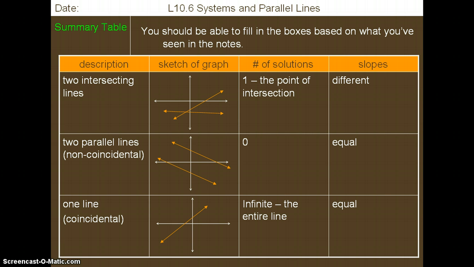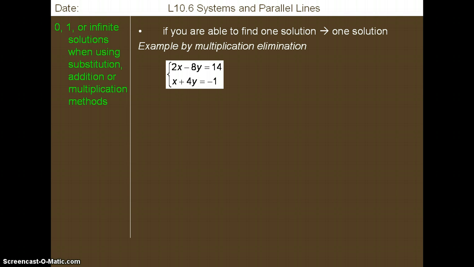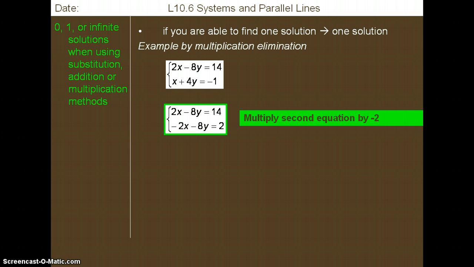Now we're going to take a look at what this looks like when we're solving systems other than using graphing. If you're using substitution or the addition or multiplication elimination methods, if you're able to find 1 solution, well then of course it has 1 solution. So this is an example using the multiplication elimination method. If I multiply the second equation by -2, I would of course come up with the following system.